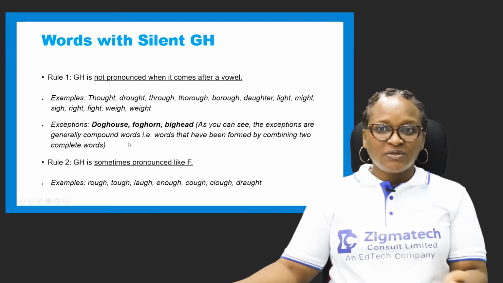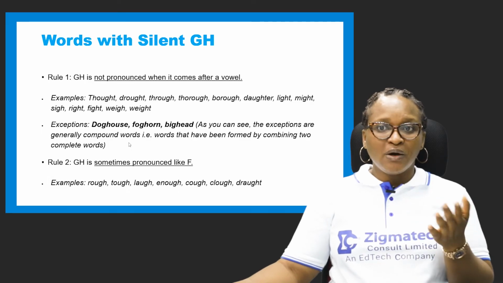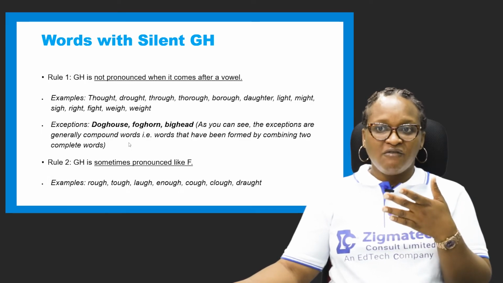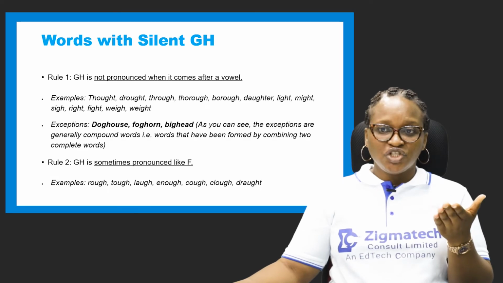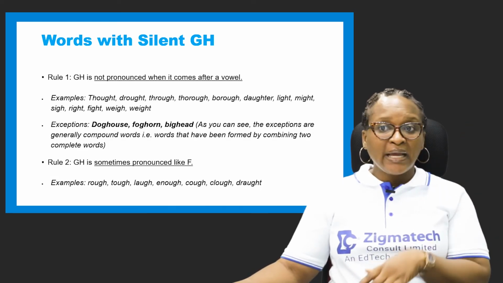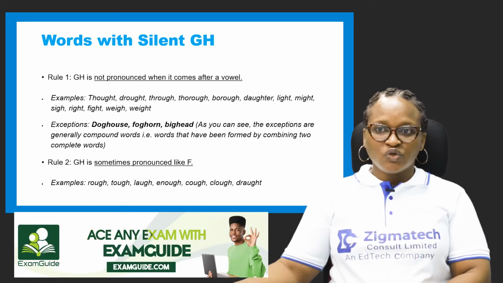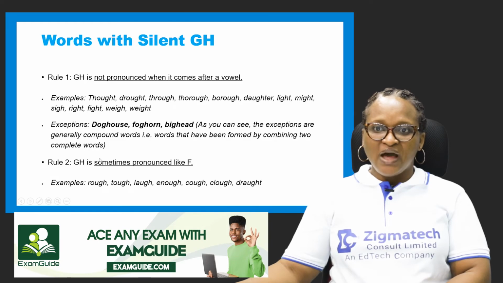But here are some exceptions. Doghouse: the G came after a vowel, but the G was pronounced. Foghorn is also G coming after the vowel O, and pronounced. Bighead: I is a vowel, and after I we have G, but the G is pronounced. So these are some of the exceptions that we have.